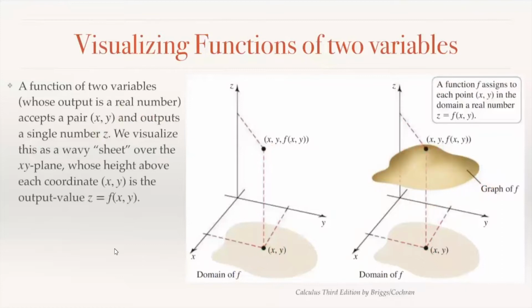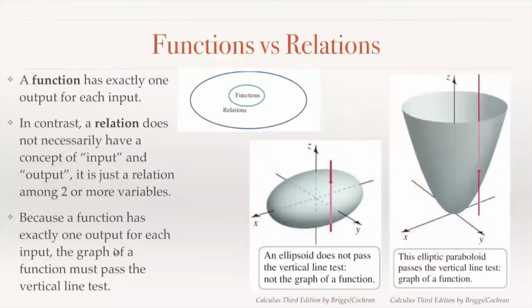And in fact, planes are one of these functions. Many of the quadratic surfaces that pass the vertical line test are functions. A function has exactly one output for each input. In contrast, a relation does not necessarily have a concept of an input or an output. It's just a relation among two or more variables.